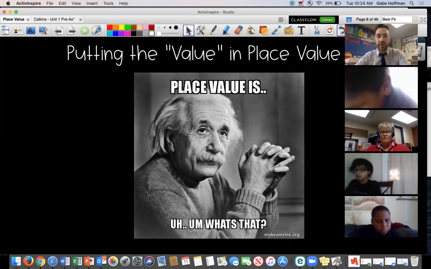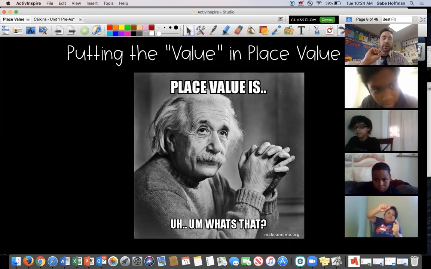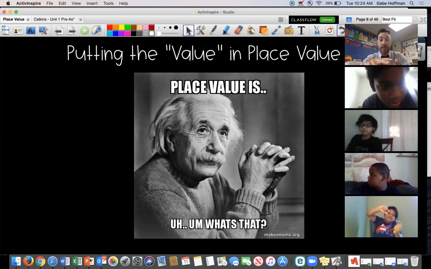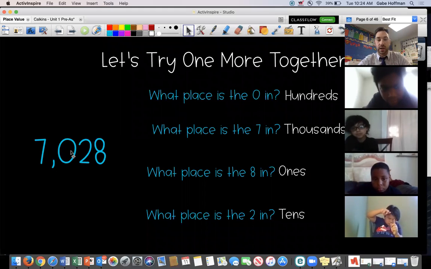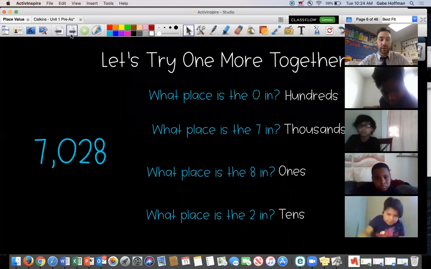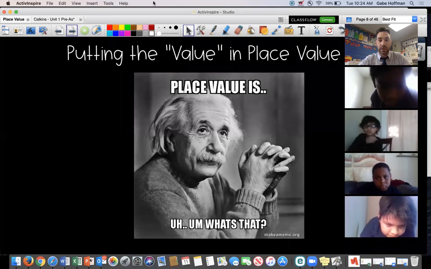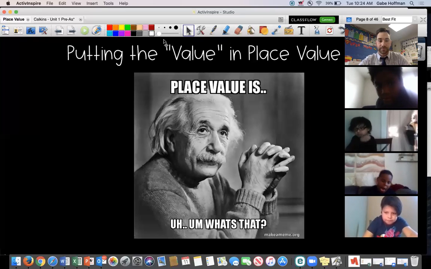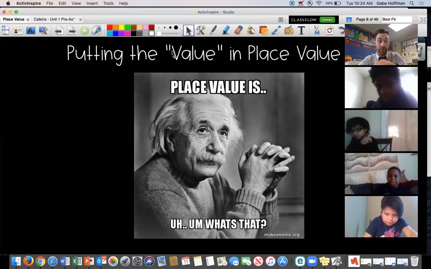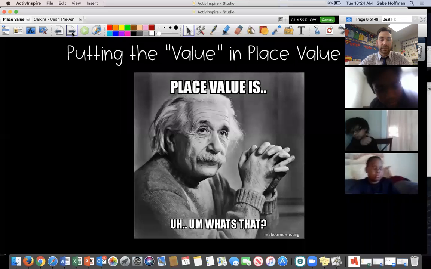But we are going to start with the place that a number had. So going back to yesterday, because we talked about what is the thousands place, hundreds place, the tens place, and the ones place, right? Today we're going to talk about what the value in place value means. So not just what is that place, but also what does it mean when we say place value.